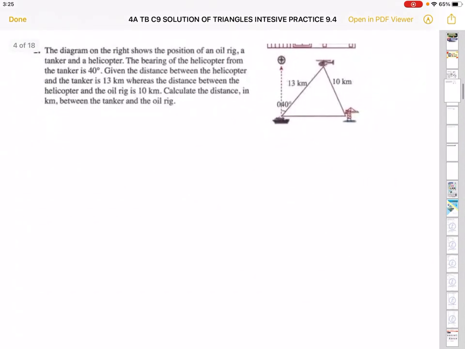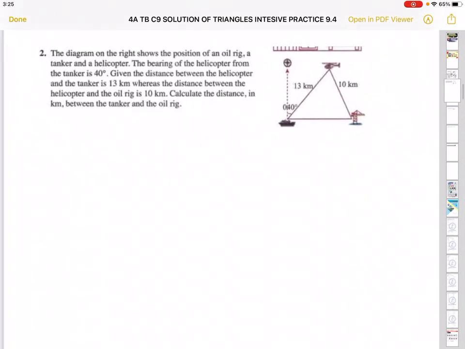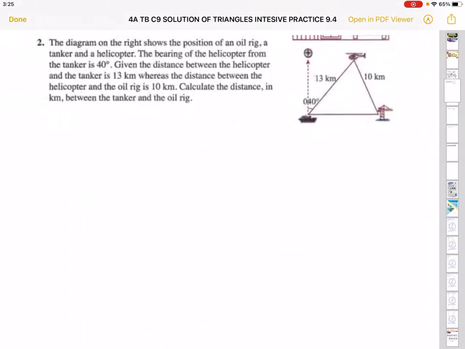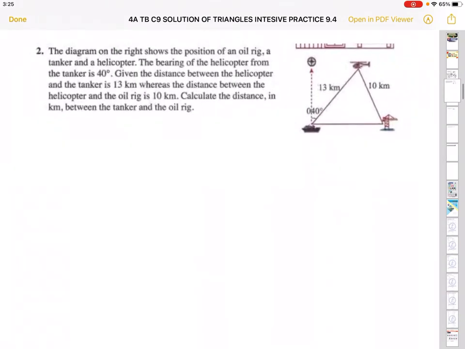Question number 2. Here we have a diagram showing the position of an oil rig, a tanker and a helicopter. The bearing of the helicopter from the tanker is 40. The distance between the helicopter and the tanker is 13, as given here. This one is 10. You're finding the distance between the tanker and the oil rig.